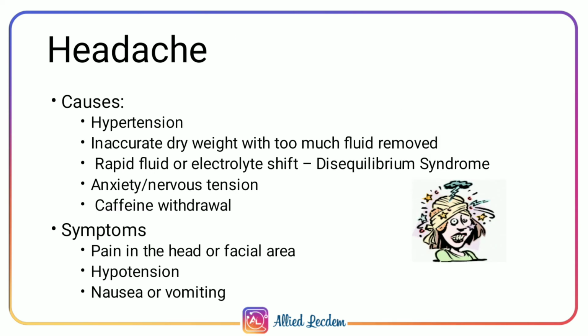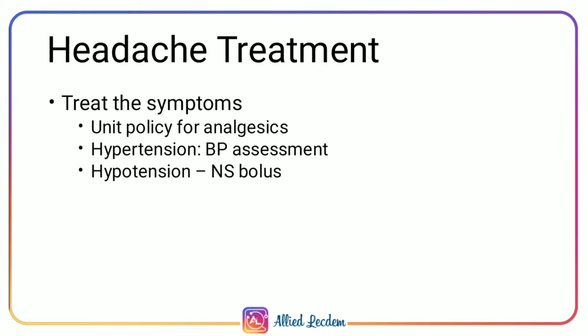Headache. Causes: hypertension, inaccurate dry weight with too much fluid removal, rapid fluid or electrolyte shift, disequilibrium syndrome, nervous tension, caffeine withdrawal. And symptoms are pain in the head or facial area, hypotension, nausea, vomiting. And the treatment for headache are unit policy for analgesia, hypertension: BP assessment, hypotension: sodium bolus.